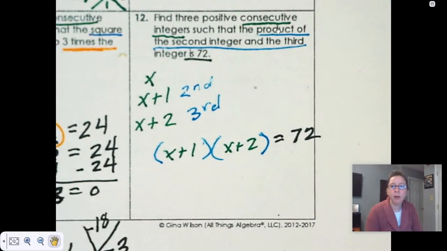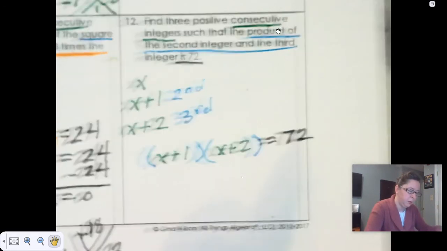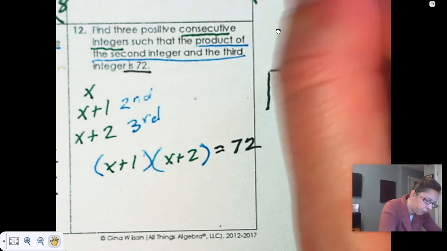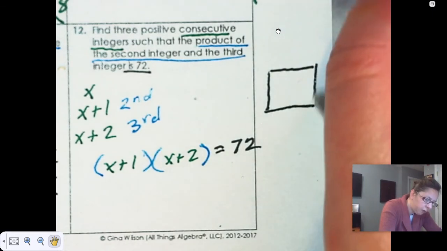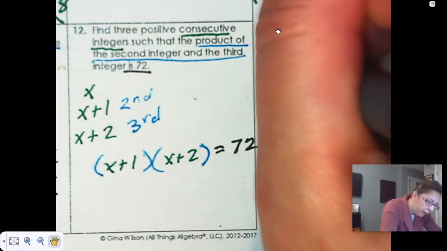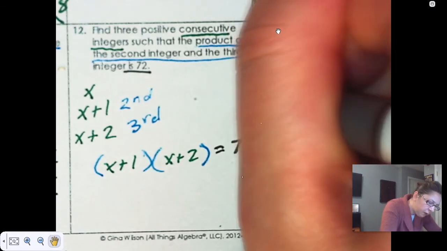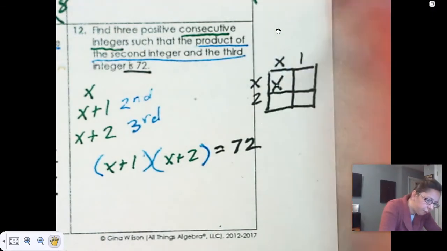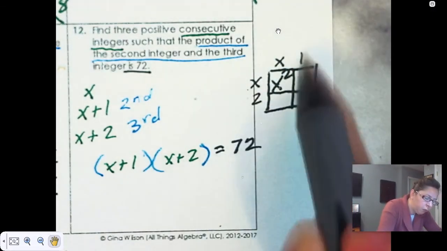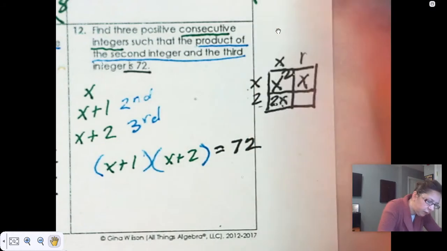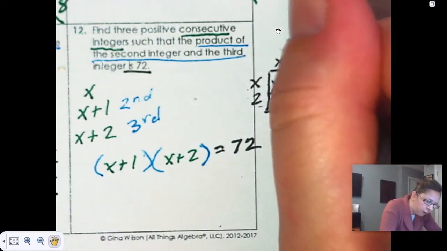Okay, good. Now I'm ready to simplify this. So I'm going to use either FOIL or the box method. I know that it's been a little while, so let me review the box method for some of you. So you just create a 2x2. It's also called the area model, which is the more appropriate word. X plus 1 goes on top, x plus 2 down the side. So I have x times x is x squared. X times 1 is 1x. 2 times x is 2x. And 2 times 1 is 2.